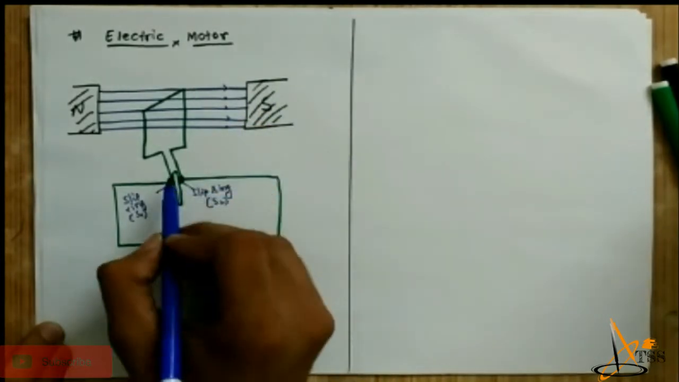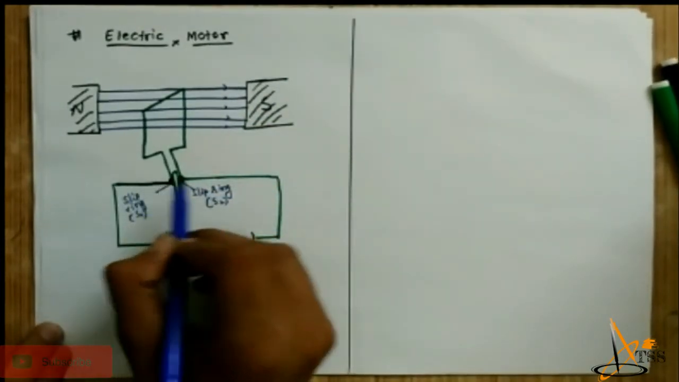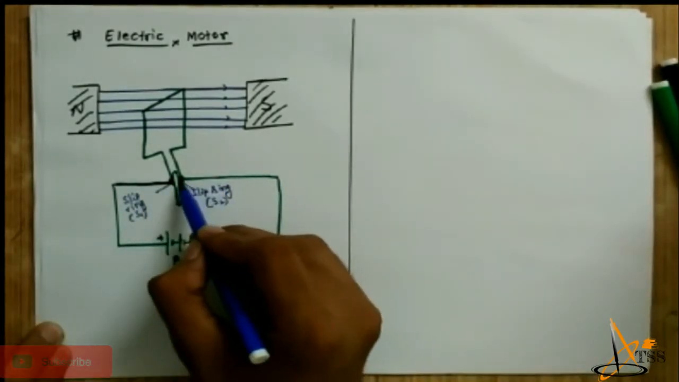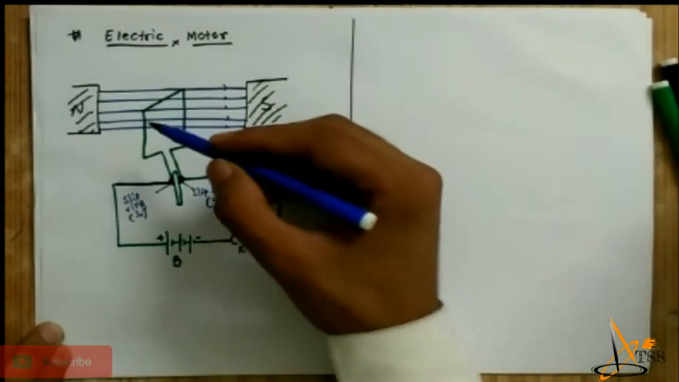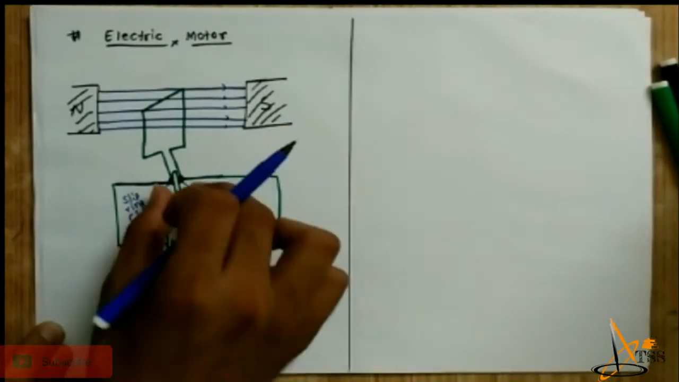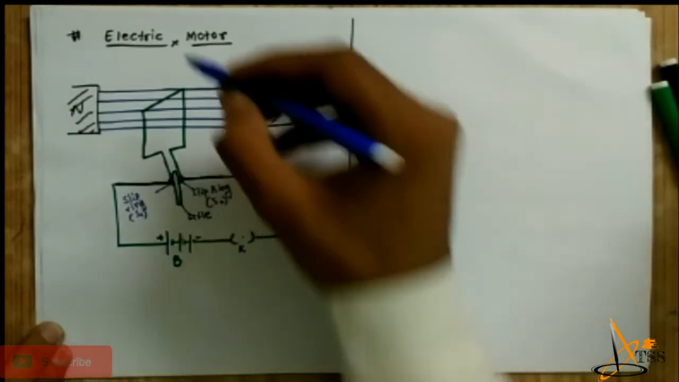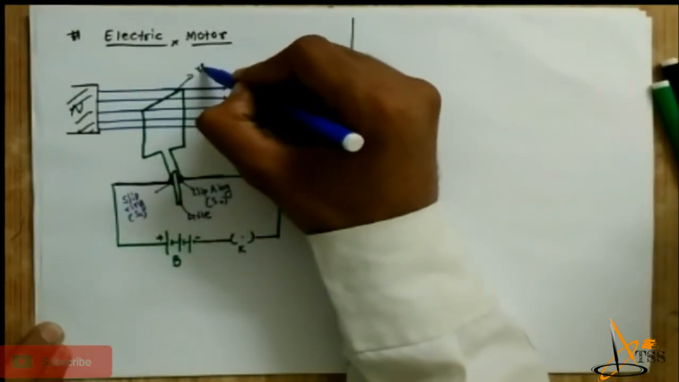The slip rings are stationary and connected to the wire; they are not movable, they are fixed with the wire. The movable part is the rectangular loop. The loop is movable, but the slip rings are stationary. These are the axle and the rectangular loop.